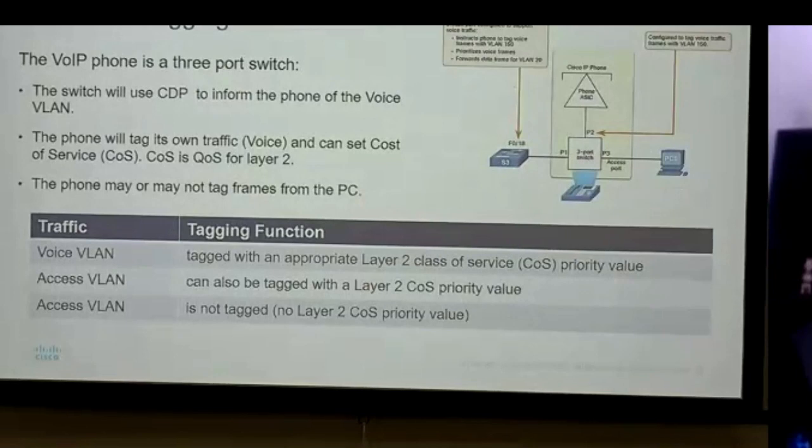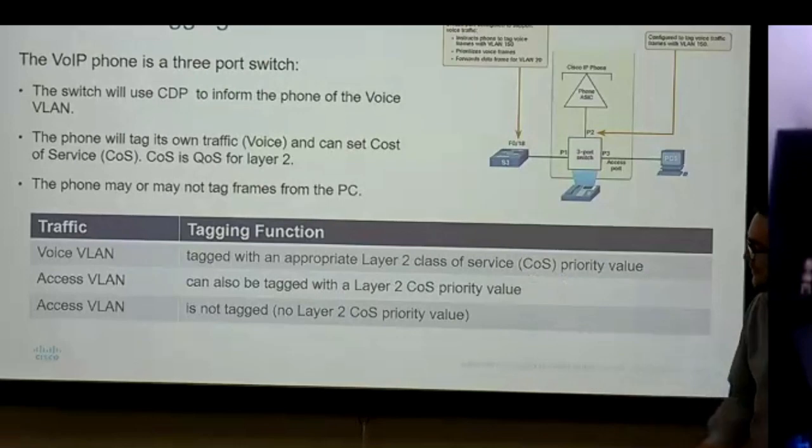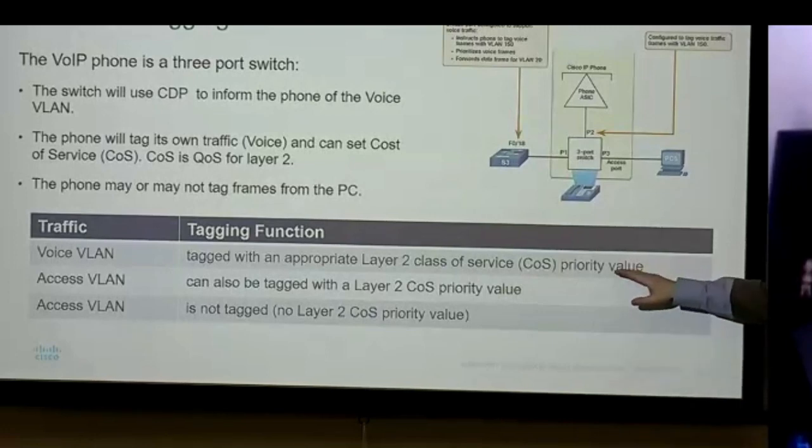What should be prioritized, the access VLAN or the voice VLAN? What are you going to configure for the class of service? You're going to configure it such that voice receives priority over the access. We want to hear our phone conversation first and foremost. Windows updates can take their time.